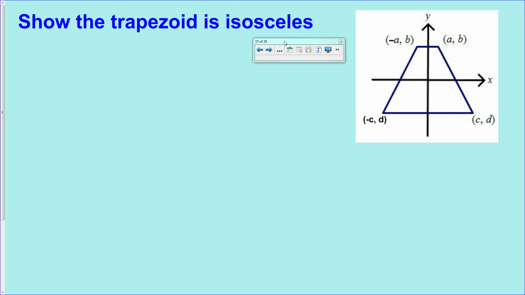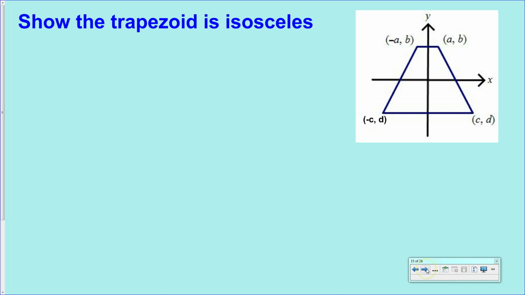So we have a trapezoid plotted on a coordinate grid, but we're not given any numbers. And your job is to show that that is not only a trapezoid, but also an isosceles trapezoid. So think about how you would go about doing that. Pause the video and come back.